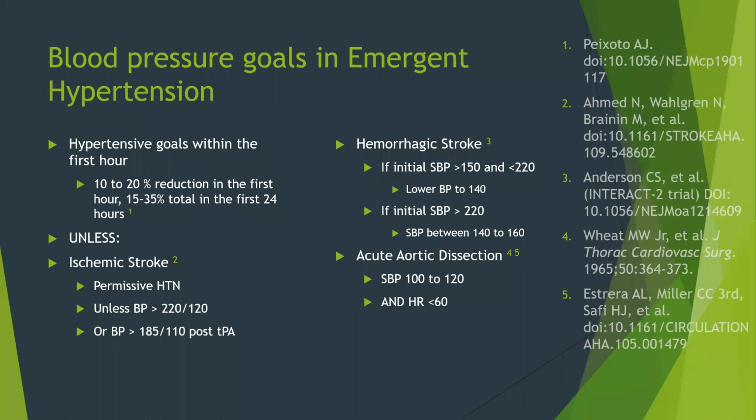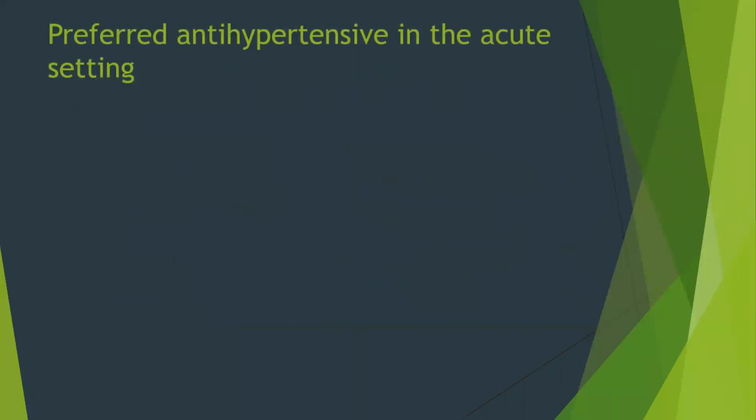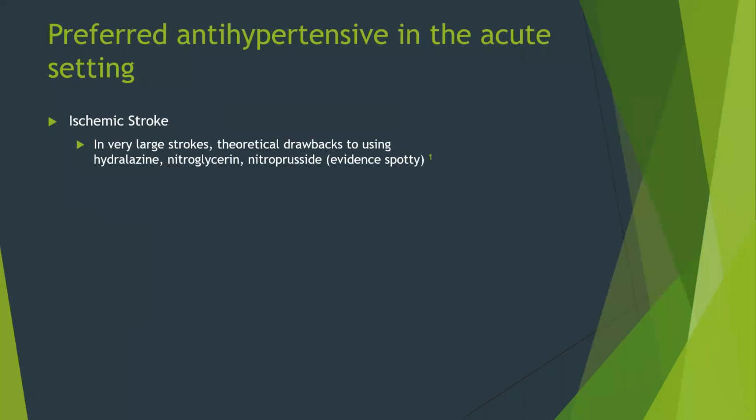And let's talk about, we have a blood pressure goal. What medications are you going to give to reach that goal? These are the preferred acute antihypertensives. Let's talk about ischemic stroke. Ischemic stroke, you can actually use pretty much whatever you want. I include this for completeness' sake. Some neurologists like this factoid.